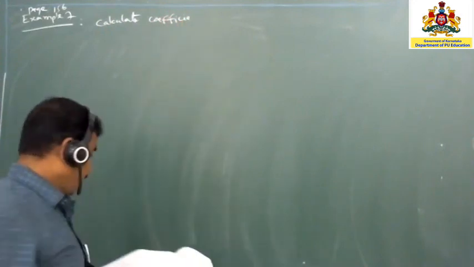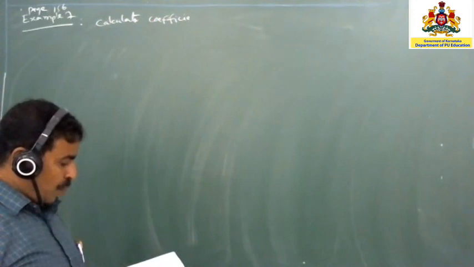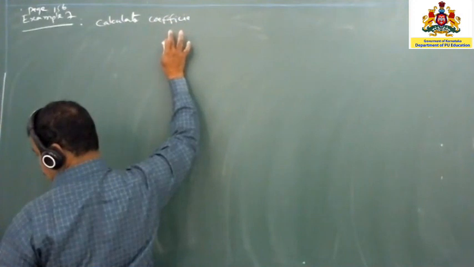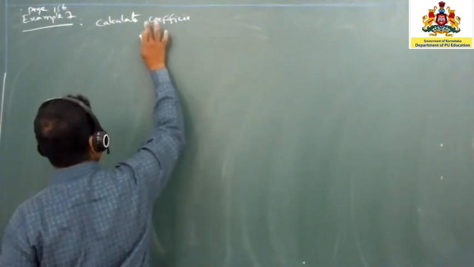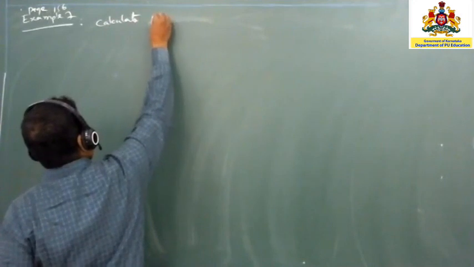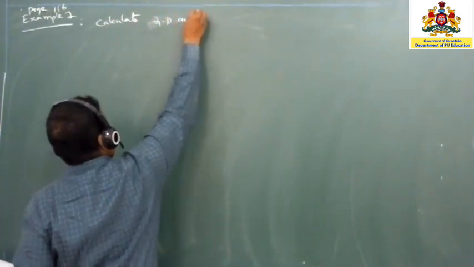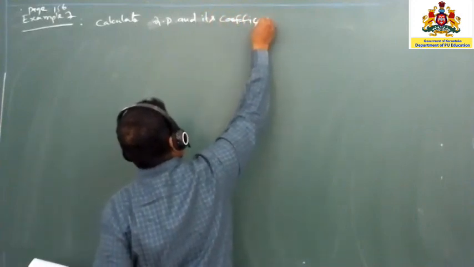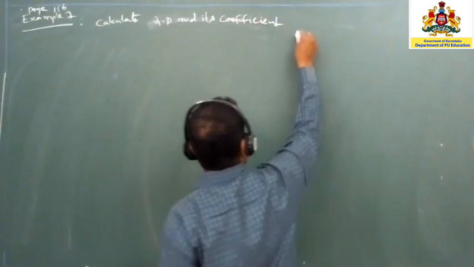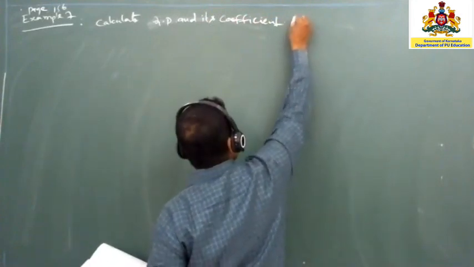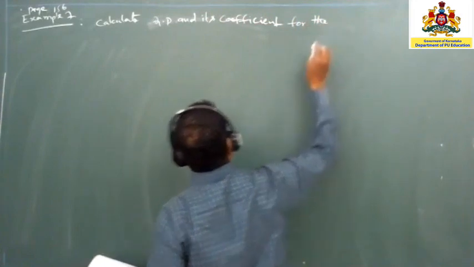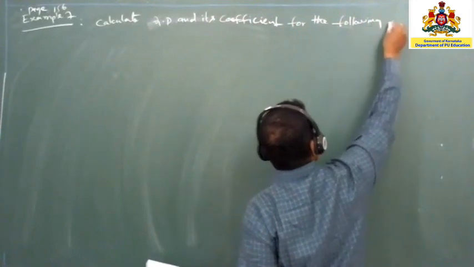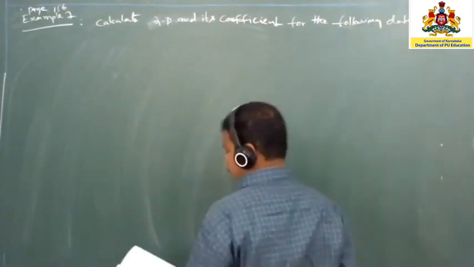So the question is given like this: coefficient of quartile deviation. You calculate the quartile deviation also. So calculate QD and its coefficient for the following distribution or data.